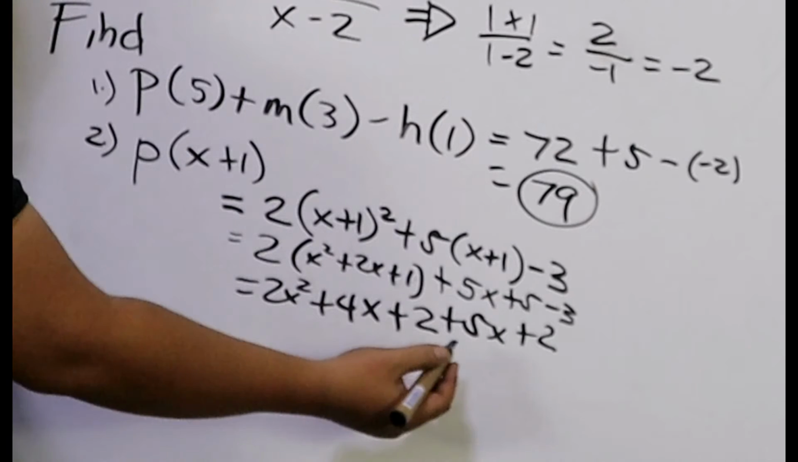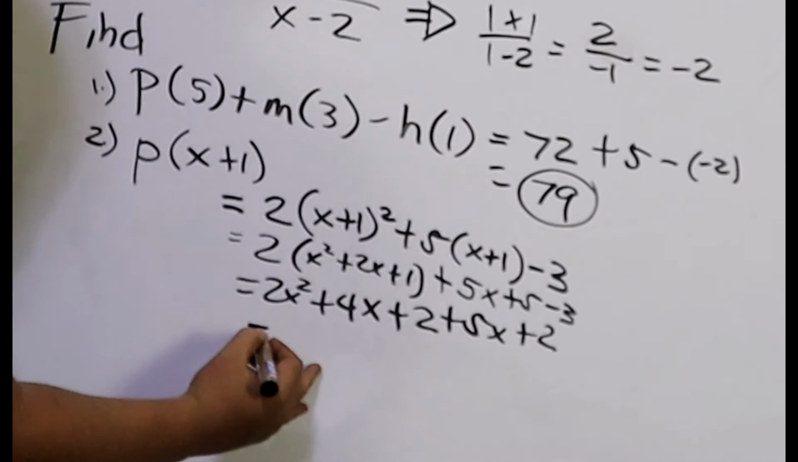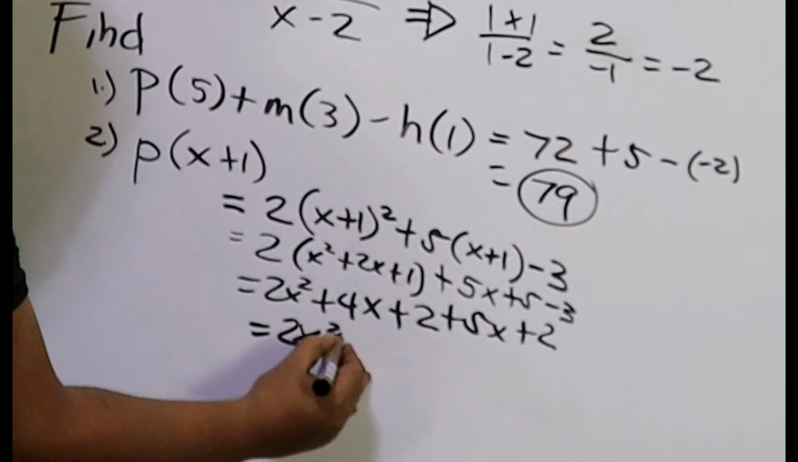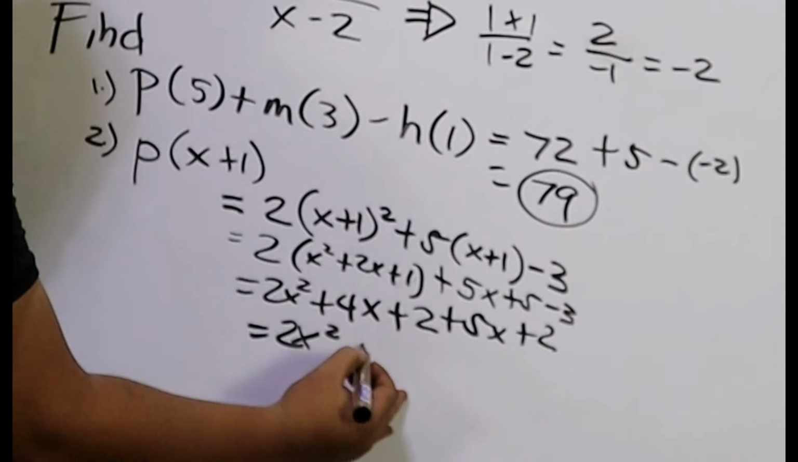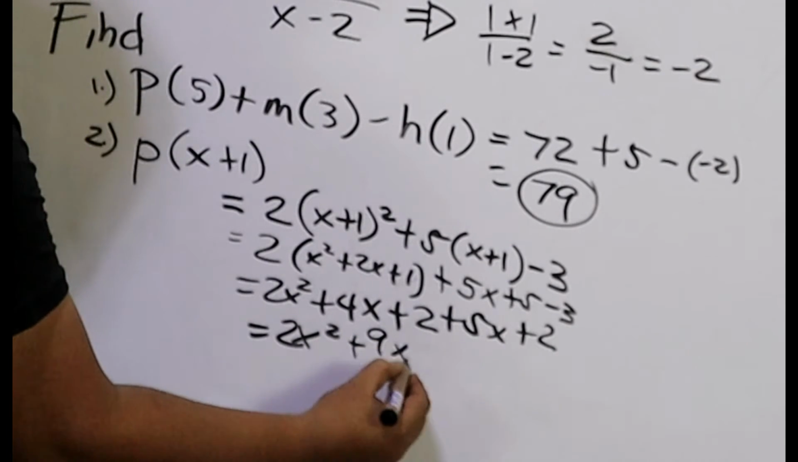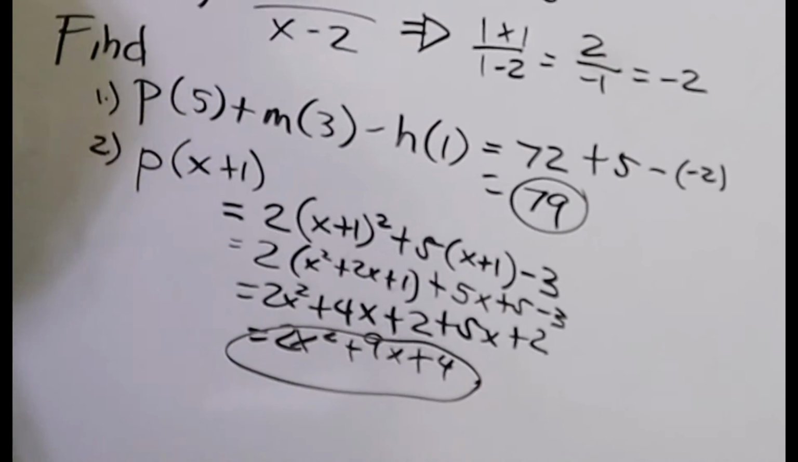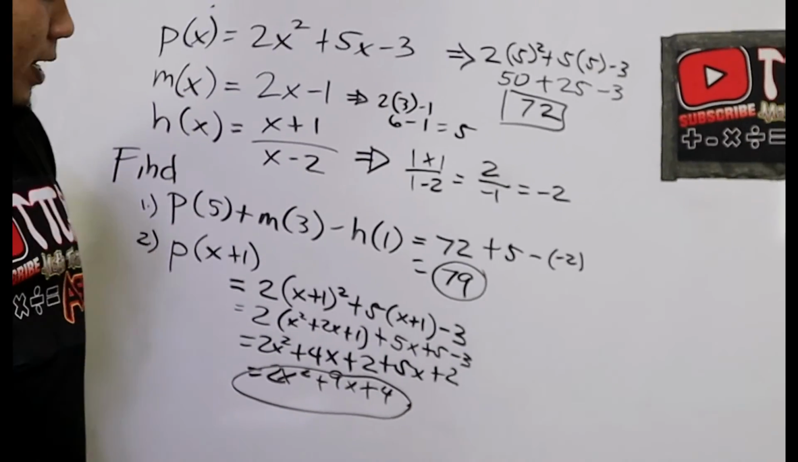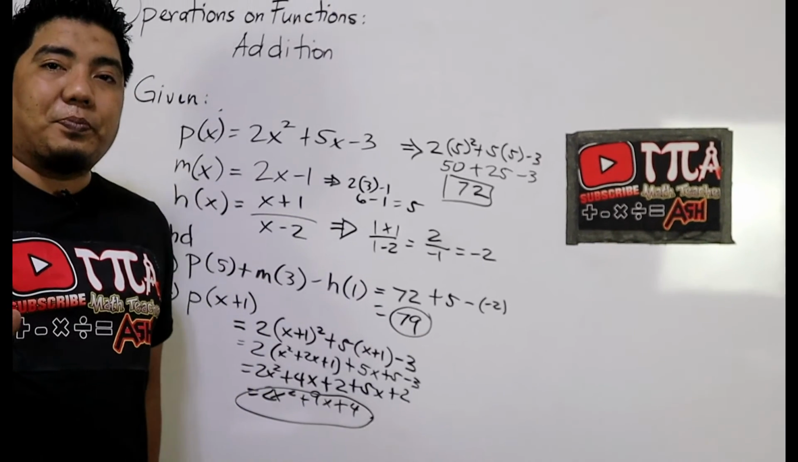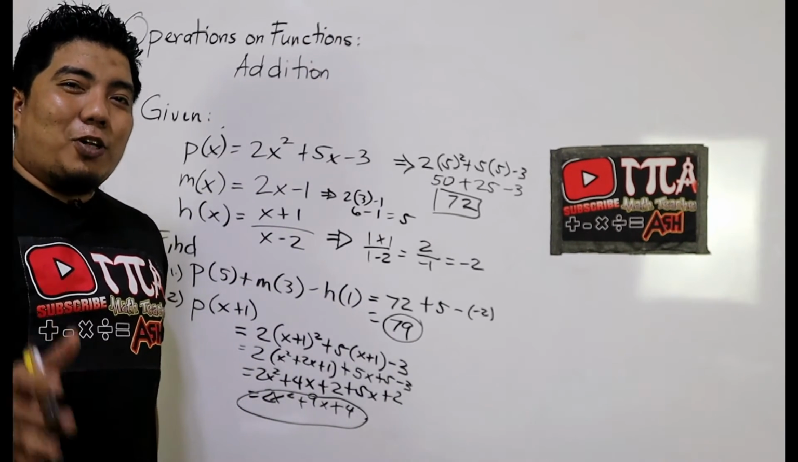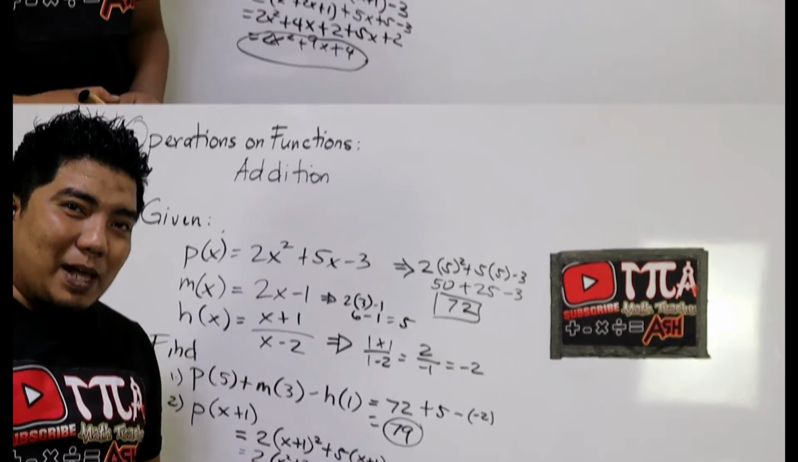Alright. So simplifying, combine like terms. So that is 2x squared, 4x and 5x, that is 9x. 2 plus 2, that is 4. And this will be your final answer. 2x squared plus 9x plus 4. Easy, right? So now, let us go to another set of examples.